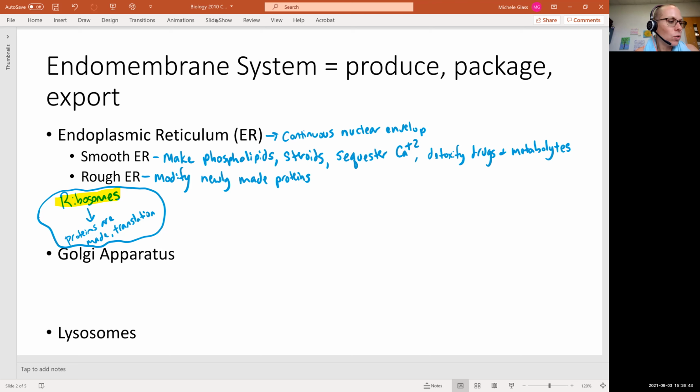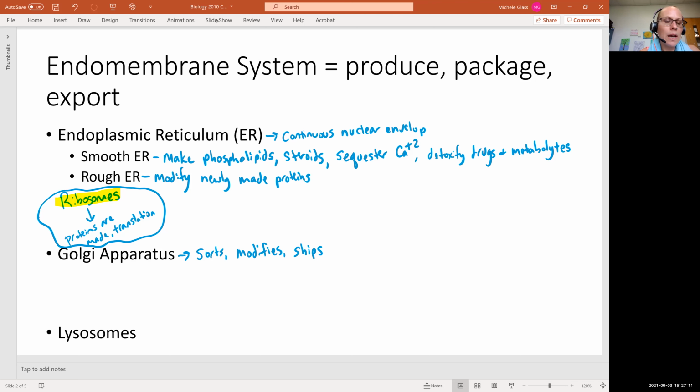When we look at the Golgi apparatus, the Golgi apparatus really has the job of sorting, modifying, shipping things that have been produced at the ER, modified by the Golgi, and then shipped by the Golgi.